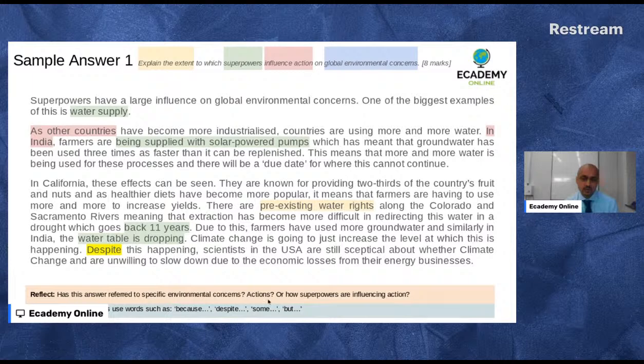Okay, so just a general tip to remember: when you're writing for 6 markers or 8 markers in the exam, try to use words such as because, despite, some, and but, because it shows that you are critically evaluating the material you're demonstrating throughout. And it shows your authority about the issues being discussed. That's why I've highlighted this in bright yellow, because it shows that this candidate is looking to improve the quality of what they're writing.